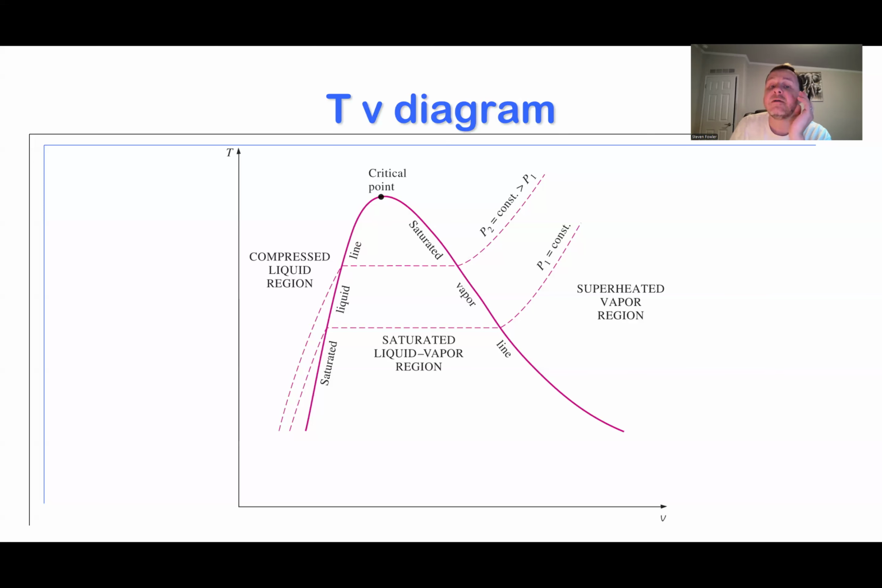Okay, so that's the TV diagram. Notice lines of constant pressure going down and flattening out and then going down. Or basically, if you're increasing temperature and volume, it's going to go up and to the right, then flat, and then up and to the right. And it doesn't matter what pressure it's at. That's what we're going to see there.